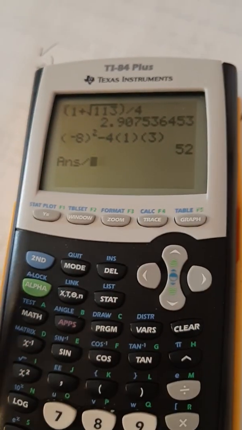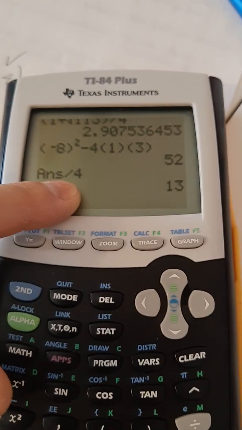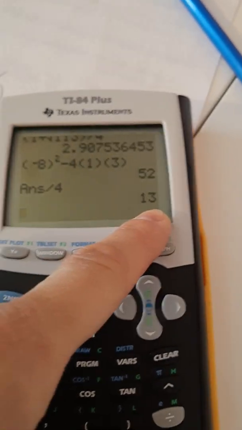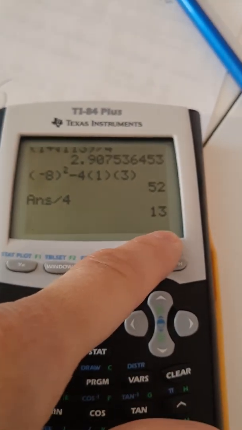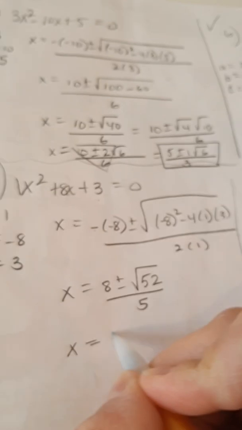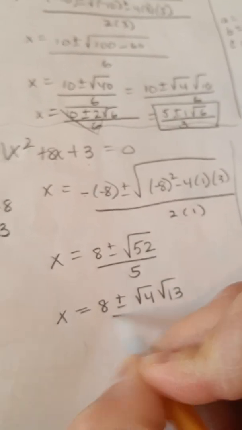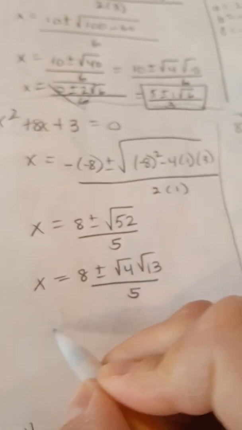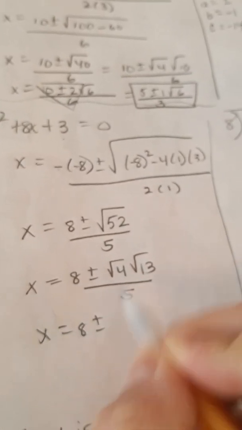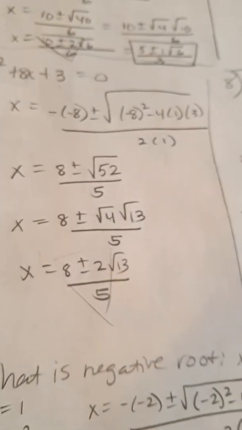The square root of 52. 4 is the largest perfect square root that divides into that because it divides 13 times, and 13 is a prime root. Prime meaning it can't be simplified anymore. So with that said, x equals 8 plus or minus the square root of 4 times the square root of 13 divided by 2. The square root of 4 is 2. Check it out.